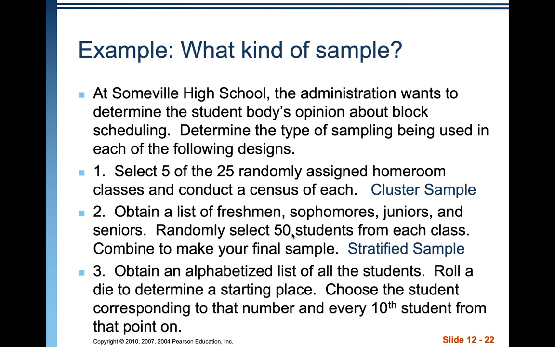Okay, we're going to obtain an alphabetized list of all the students. We're going to roll a die to determine a starting place. Choose the student corresponding to that number. So let's say it lands on 3, we pick the 3rd student, and then every 10th student from that point on. So you pick the 3rd one, and then the next person's 1, 2, 3, 4, 5. Once you get to 10, that person's in your sample also. That is systematic.